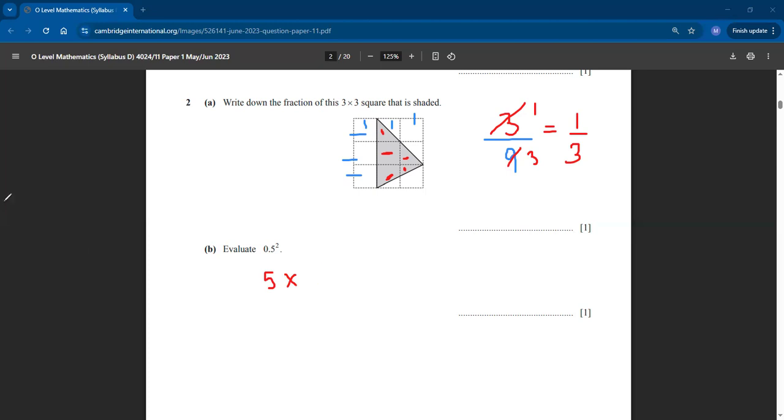Oops, sorry. 5 divided by 10, because 0.5 is the same as 5 divided by 10 raised to the power 2. Okay, it's the same thing. 0.5 or 5 over 10 means the same thing. Now, what's 5 raised to the power 2? That's 25. And what's 10 raised to the power 2? That's 100. So that is 25 divided by 100. Now, what's 25 divided by 100? 25 divided by 100 is 0.25.